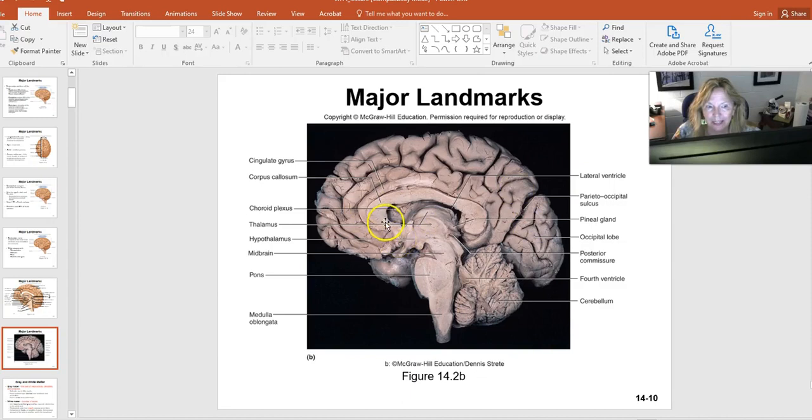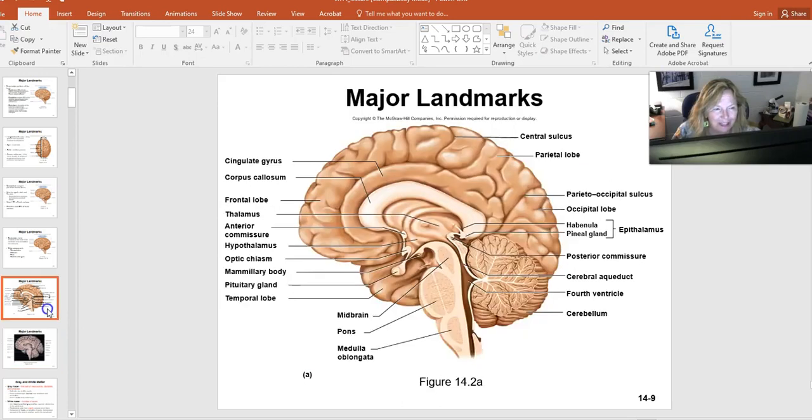An interesting FYI for you is that the corpus callosum in women is actually thicker than in men. What that means, we don't know, but there is a difference between the genders.